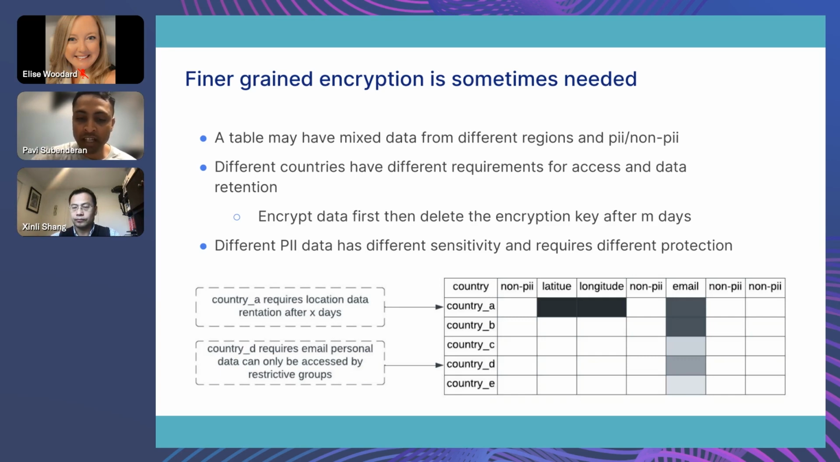So take this example table down here, for example. We have some rows that are from country A, some from country B, country C, country D. And then we have different kinds of data, like location data such as latitudes and longitudes, email data, and of course we can have a bunch of non-PII data as well. And what we found is that we often had requirements where we had to satisfy the policies of different countries uniquely.